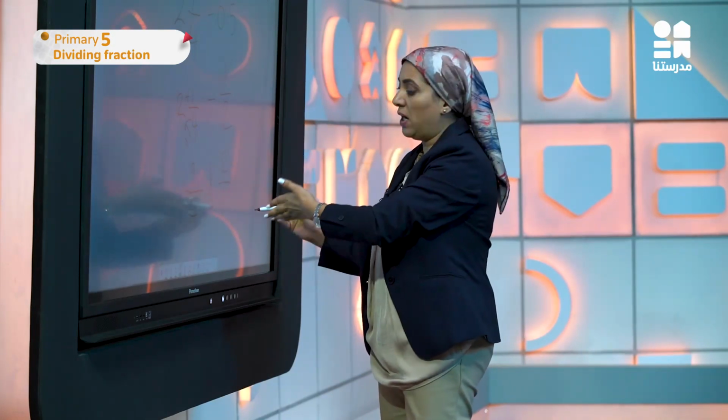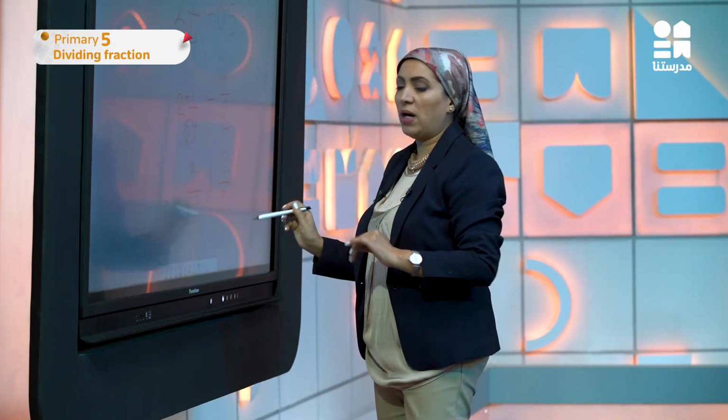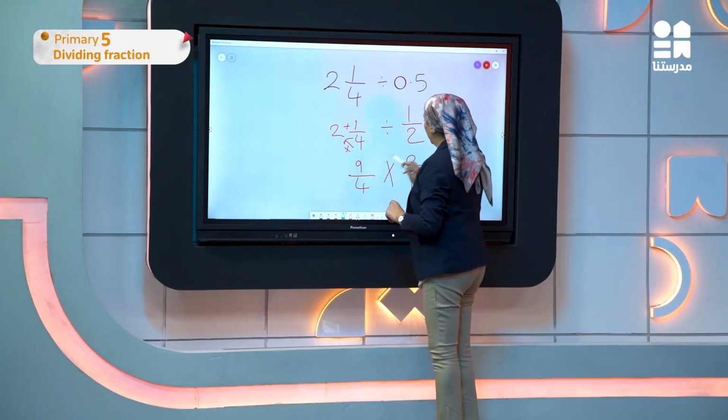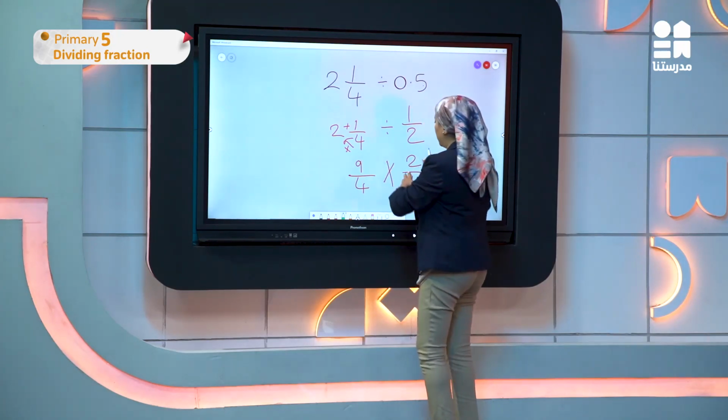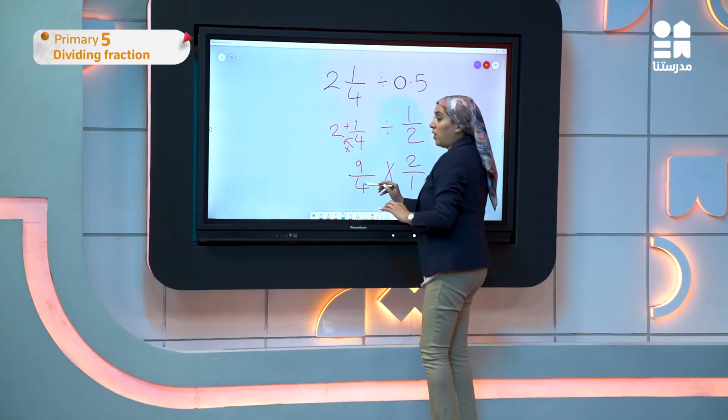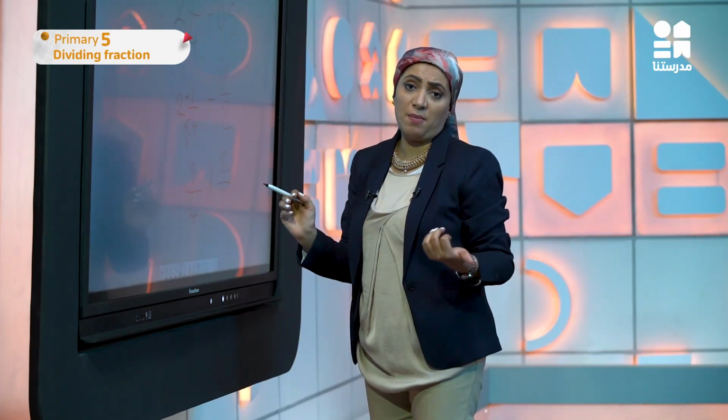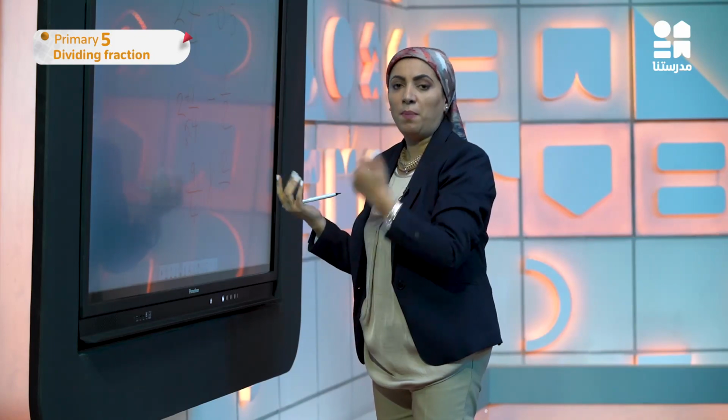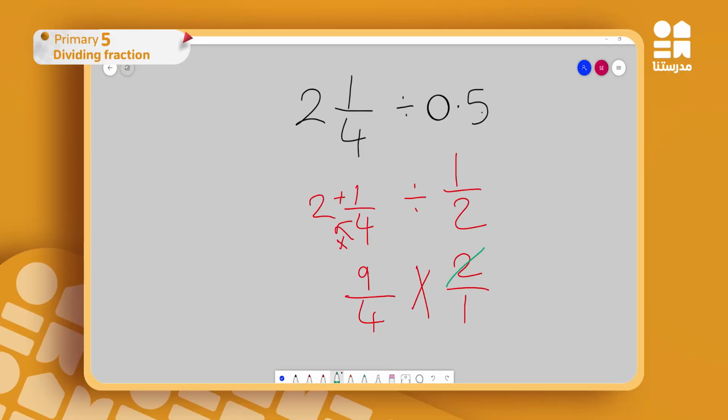Then I move to the other denominator. 9 and 1? No. Then let's check here the other numerator, I have 2. 2 and 4, yes, they have 2 as a common factor. In this case, I can divide both of them by 2. So here, the 2 divided by 2 and the 4 divided by 2 as well. Then the answer will be here 1 and here 2.